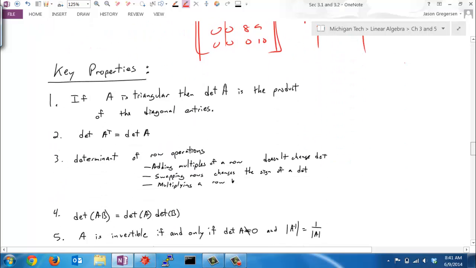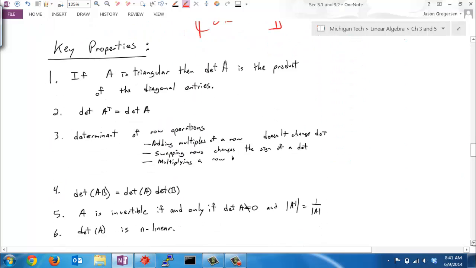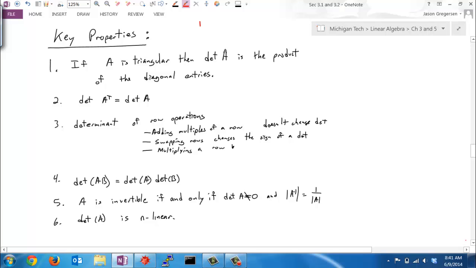All right, so now I got a list of properties that we're going to go through. We've hit a couple already. So let's generate our master list here. If A is triangular, then the determinant of A is the product of the diagonal entries. That's the one we kind of just explored.